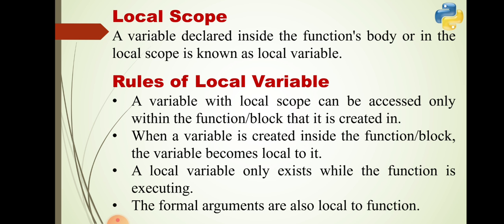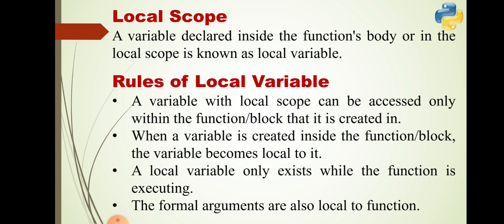The second rule: when a variable is created inside the function or block, the variable becomes local to it. Have you understood? The third rule: a local variable only exists while the function is executing. The formal arguments are also local to a function.